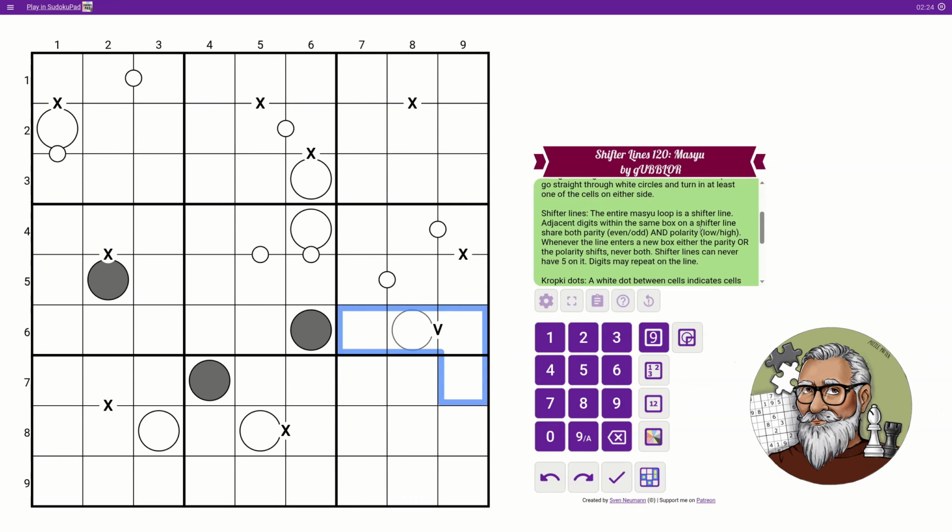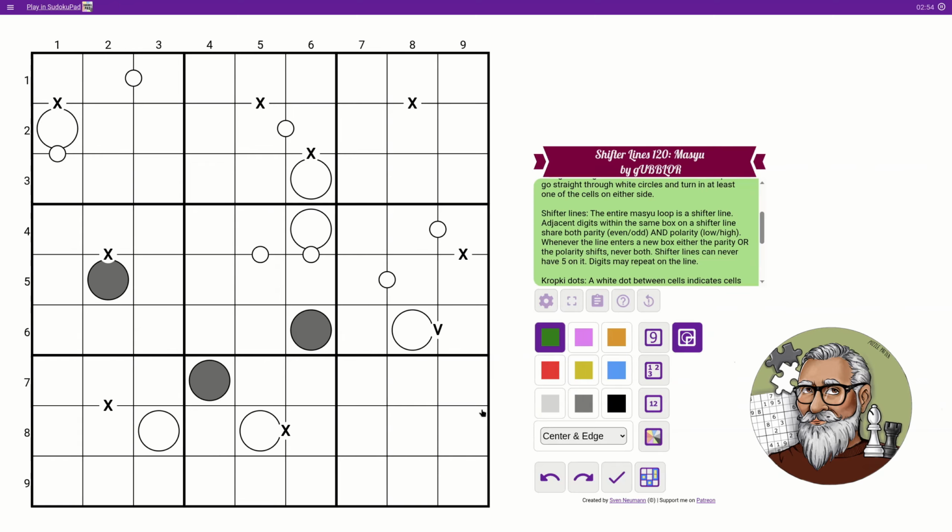Shifter lines. The entire Masyu loop is a shifter line. Adjacent digits within the same box on a shifter line share both parity, even or odd, and polarity, low or high. Whenever the line enters a new box, either the parity or the polarity shifts, never both. Shifter lines can never have 5 on it. Digits may repeat on the line.